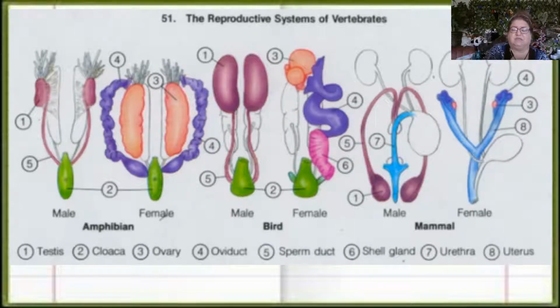Now, what's kind of interesting is when you get to the mammal, you can see the ovary is much smaller. And that's going to lead us into this idea of why can it be smaller? What's the idea there? Why do they do that? Now, of course, with a mammal, you see the urethra. And well, the urethra can be pretty common, but the female is going to have the uterus.